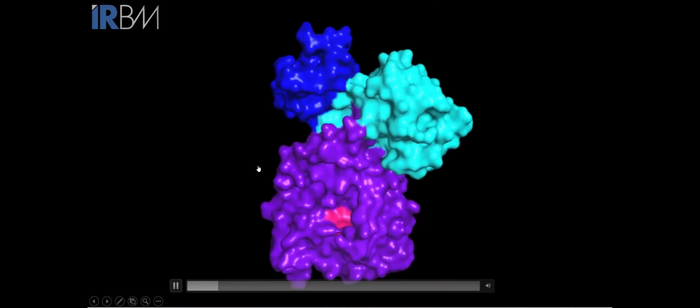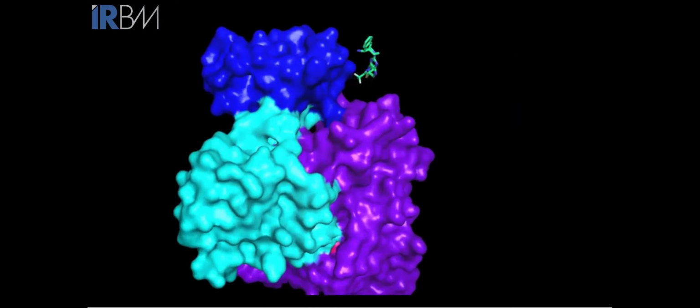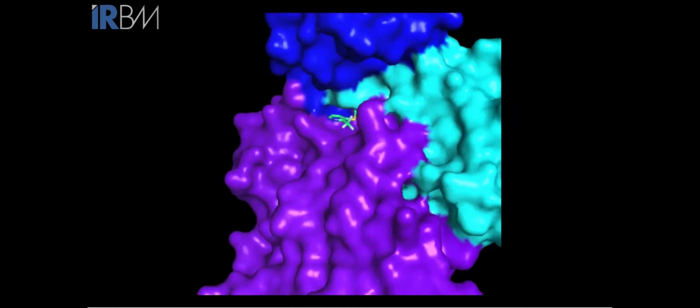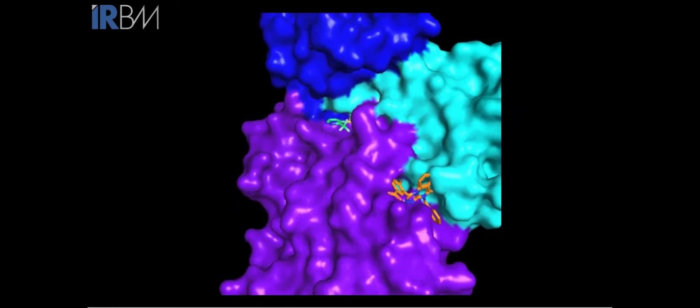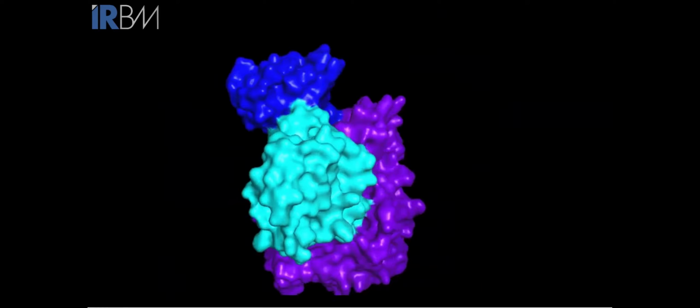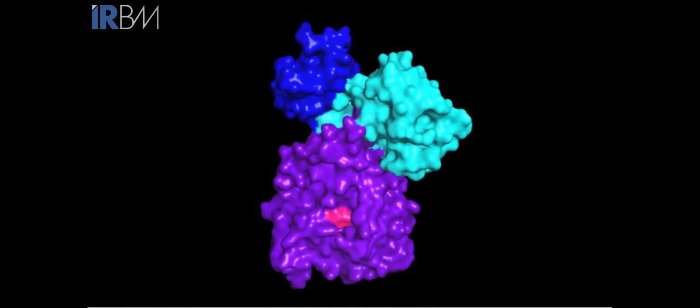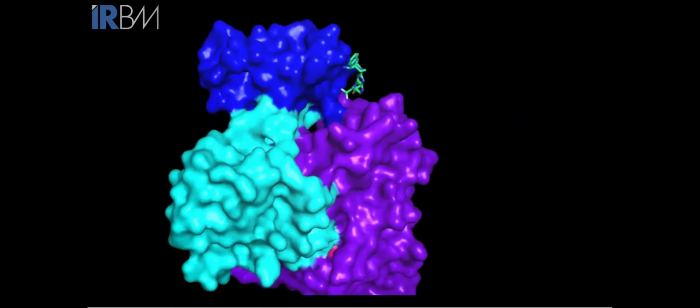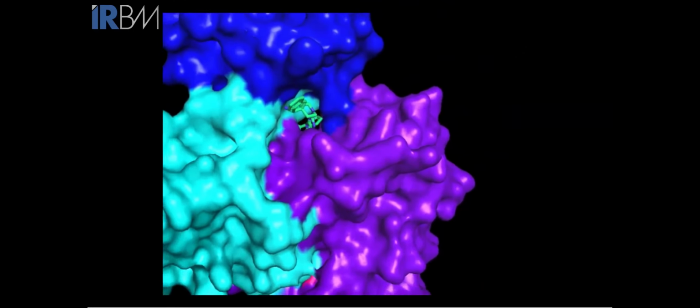Okay. This is the closed conformation, in which you can see here the catalytic site is blocked. And here we can observe the two different allosteric pockets: the tunnel-like, which is at the interface of both of them, and the other one at the interface between the N-SH2 and the PTP.